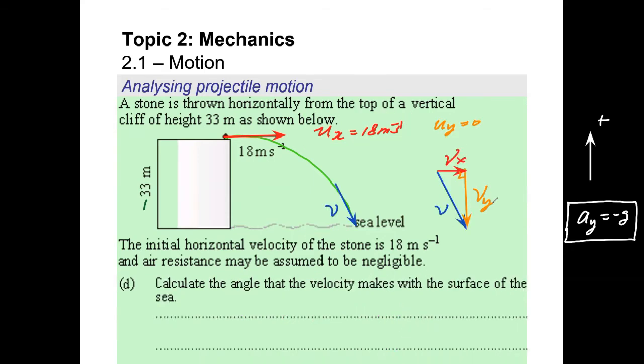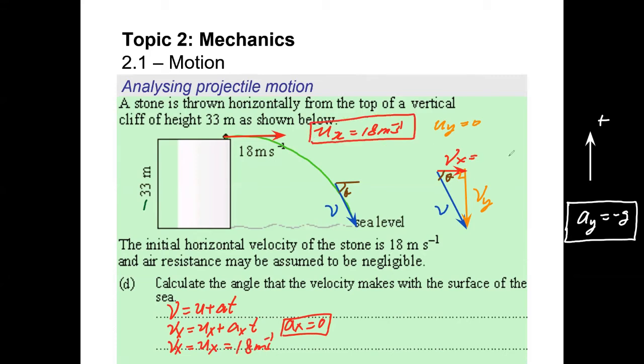Calculate the angle that the velocity makes with the surface of the sea. So the question is asking for this angle, which is equal to this angle. Since the final velocity has an x component and y component, we need to find the x and y components first. Let's write it down. Velocity equation: v equals u plus at, x component. As acceleration in x component equals 0, this is going to be vx equals ux. Initial velocity in x component is 18 meters per second. So the velocity in x component is 18 meters per second.